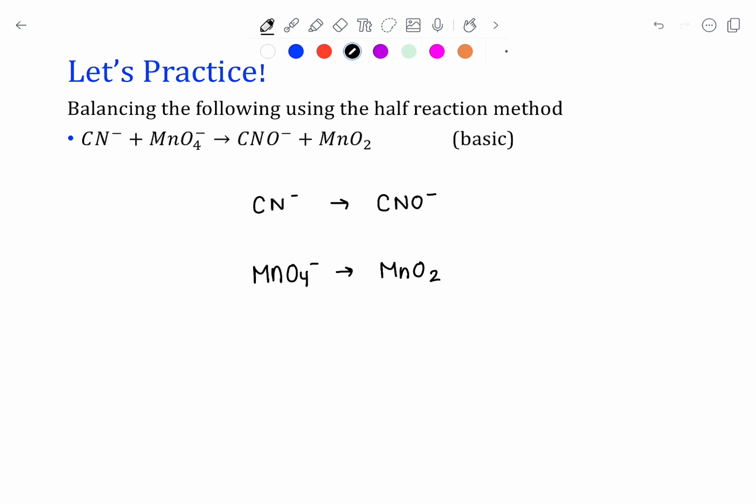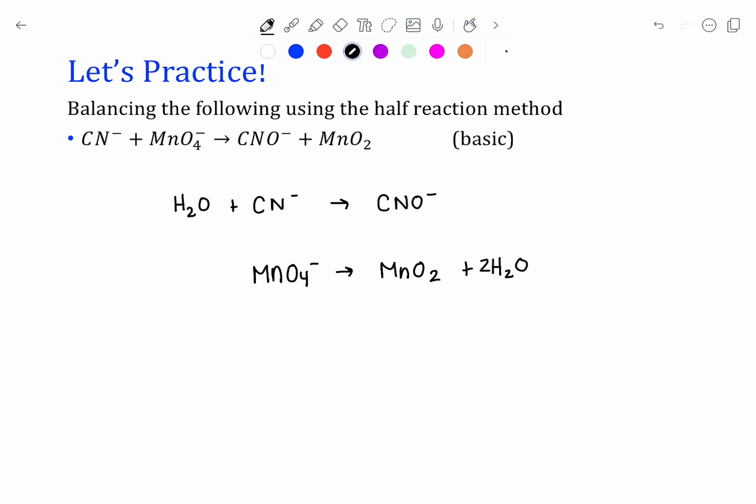Our second step is to balance for oxygen using water. So in our first half reaction, we have 1 oxygen on the product side, so we need to add 1 water on the reactant side. And then in our second half reaction, we have 4 oxygens on our reactant side and 2 oxygens on our product side, meaning we have to add 2 waters onto our product side to balance out those oxygens. So we now have 4 oxygens on either side there. So our oxygens are balanced.